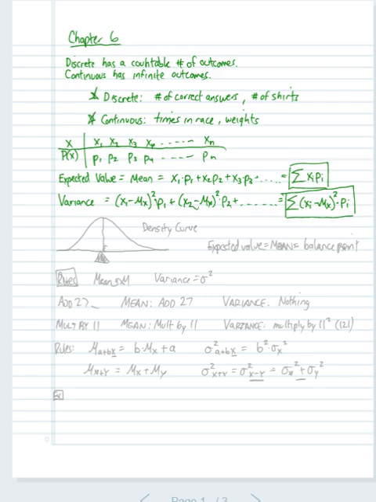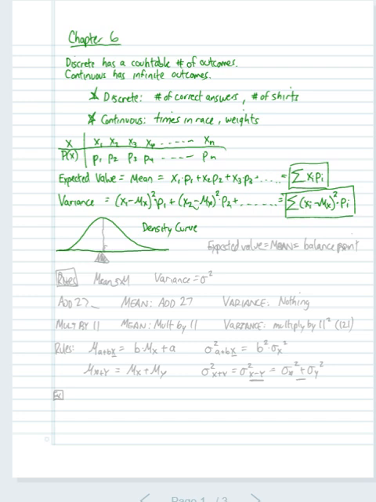Okay, now let's talk continuous. Well, for continuous, I can't give you a probability distribution like this with x's and p's because there are an infinite number of possible outcomes. So instead, what you will be given is what's called a density curve. And very often, your density curve might look like this, a normal distribution. So a normal distribution is really just a density curve for some continuous random variable.